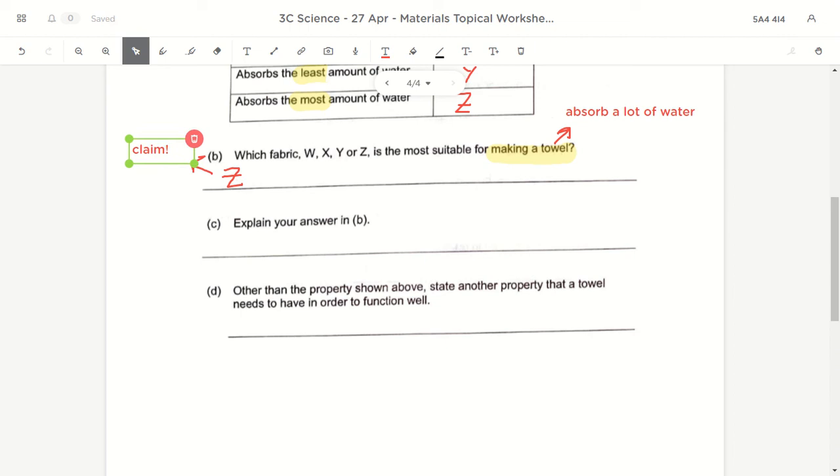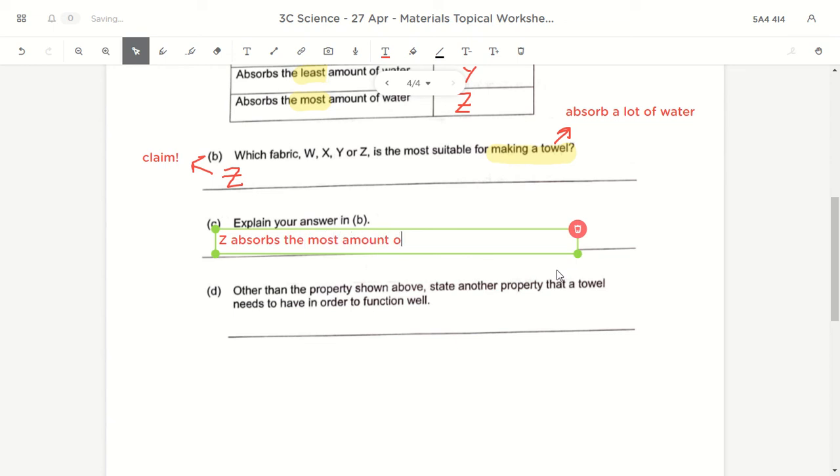So let's talk about the evidence that is stated. Okay, so what's the evidence? Because Z absorbs the most amount of water. Okay, this is the evidence from the diagram. And why does absorbing the most amount of water mean it's good for making a towel? Because we link back to the function of a towel: the towel needs to be able to absorb a lot of water.